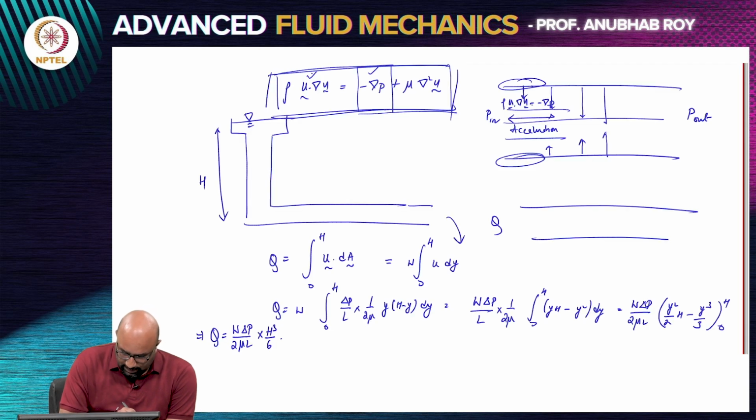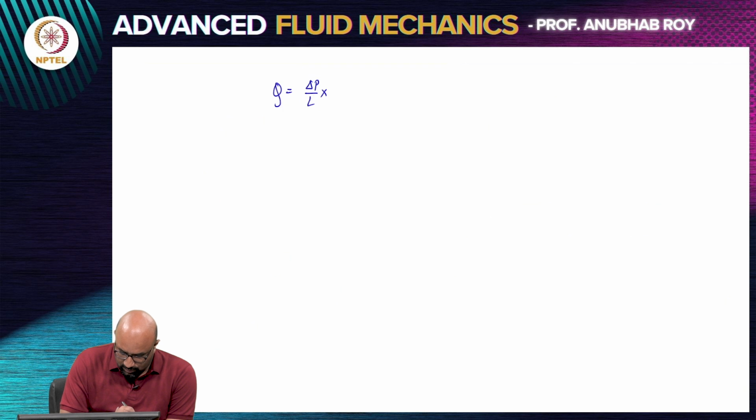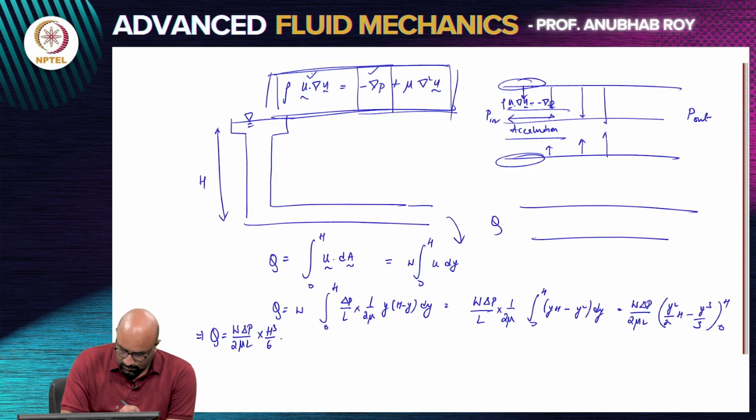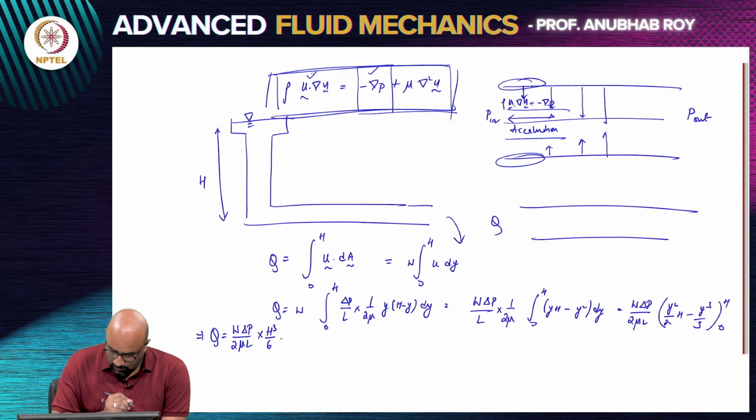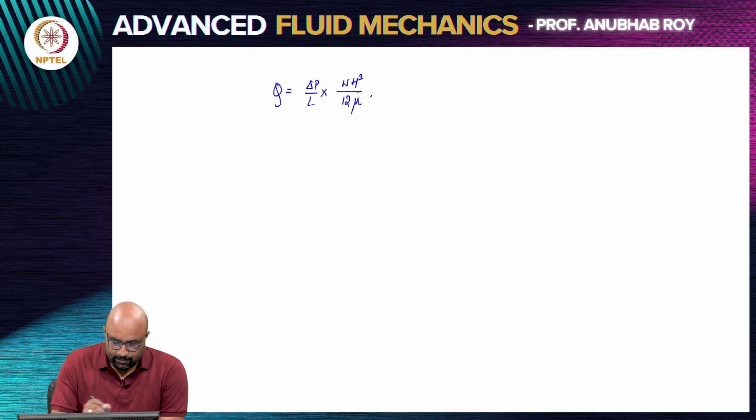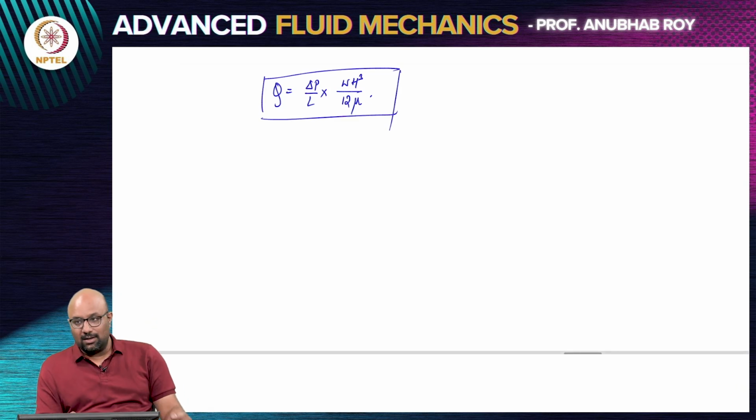Del P by L W h cube, just make sure we have all the terms. So del P by L W h cube by 12 mu. So that's your relation between the flow rate, pressure drop and the geometry of the problem.